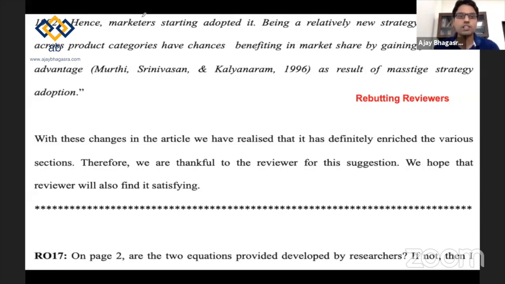I have cited people also, because I'm not saying it from my end. That is how you rebut it, and ultimately the paper was accepted. So four pages I'm writing for only one observation of the reviewer; that is how you convince them, right?